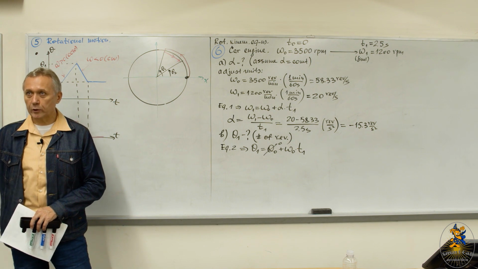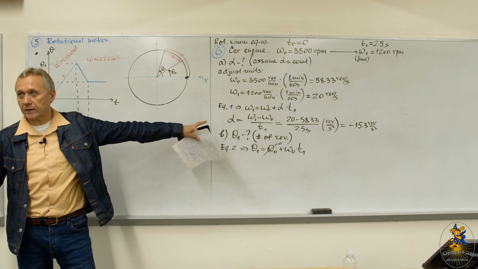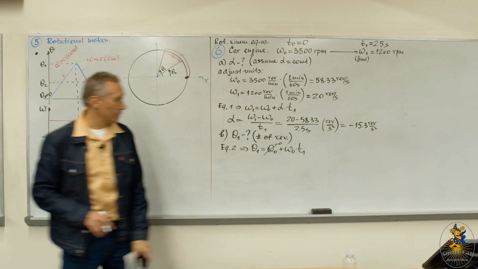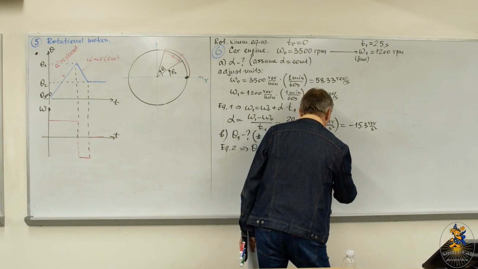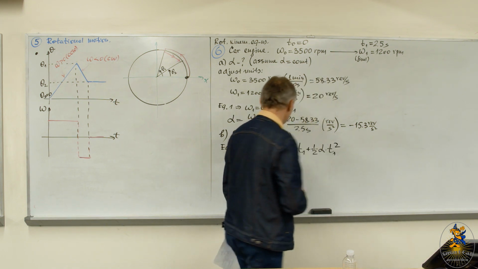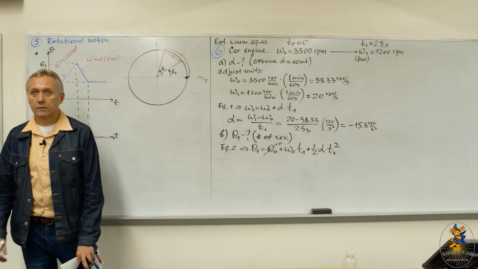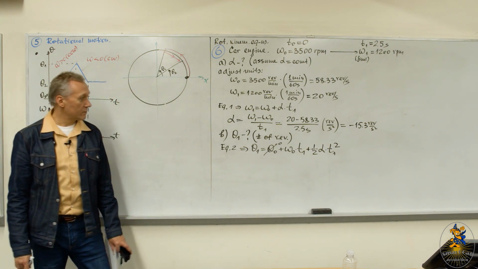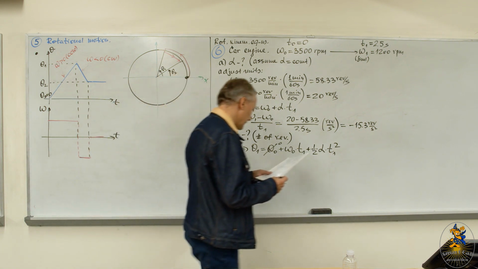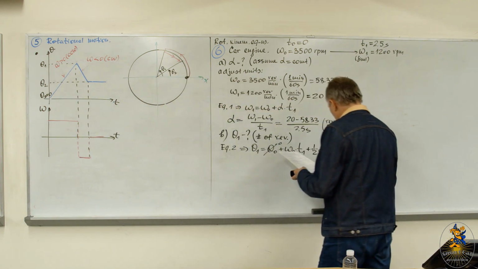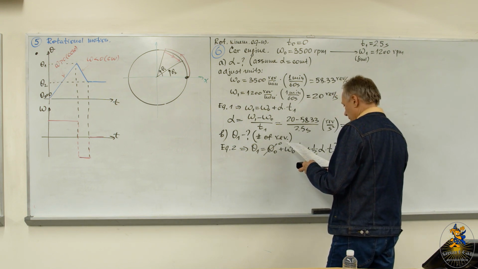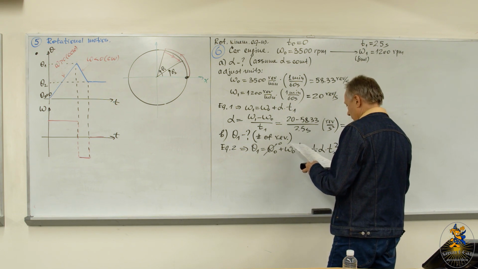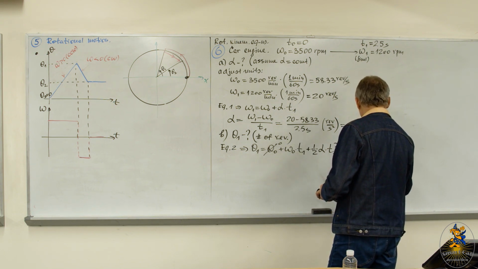I will put plus 1 over 2 alpha t squared, because alpha is negative, so minus is in our value of acceleration. So plus 1 over 2 alpha T1 squared. Okay, everything is known now. Something was given, the rest we found. So if you plug numbers, you will get 97 point something revs, which is approximately 98 revolutions.